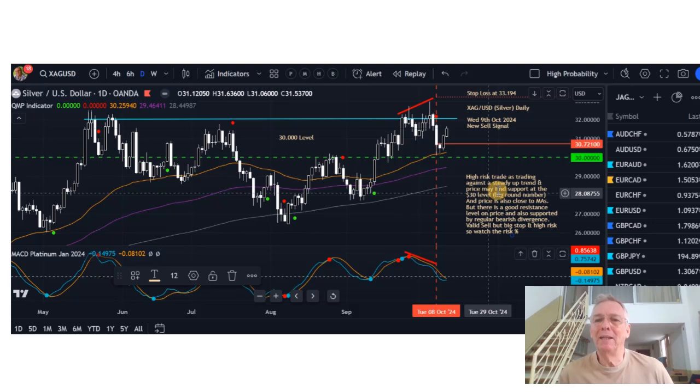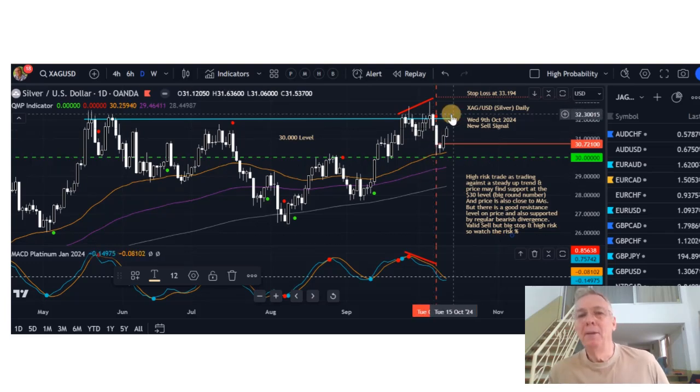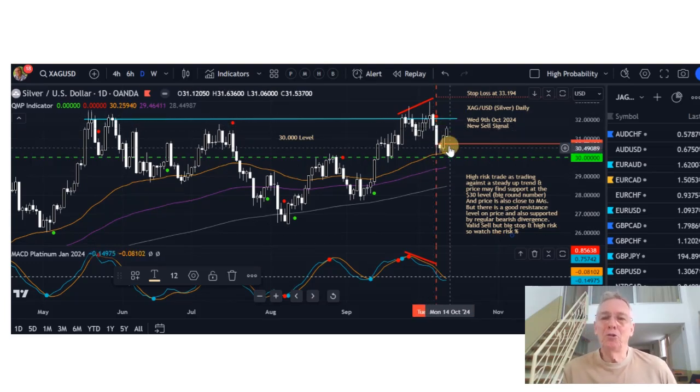Price may find a steady uptrend, and price may find support at the 30 level, which is here. So that was a concern. That's a $30 level, big round number. And price is also close to the moving averages. So there was a good resistance level on price, and also supported by regular bearish divergence. Valid sell signal, but big stop and high risk. So watch the risk percentage. So that was called at the time. We'll see how it goes.